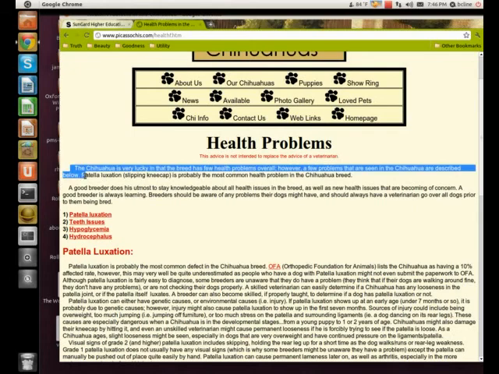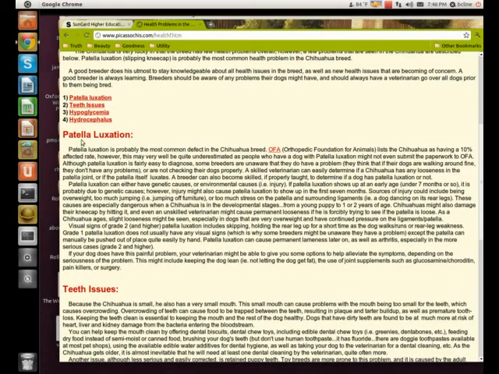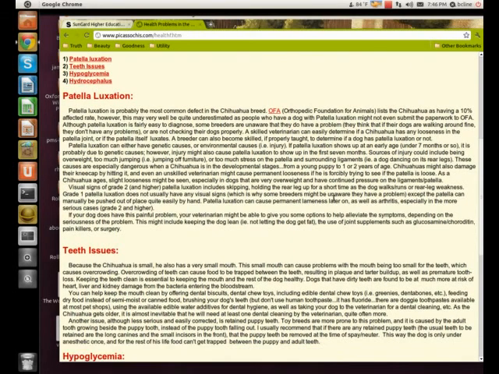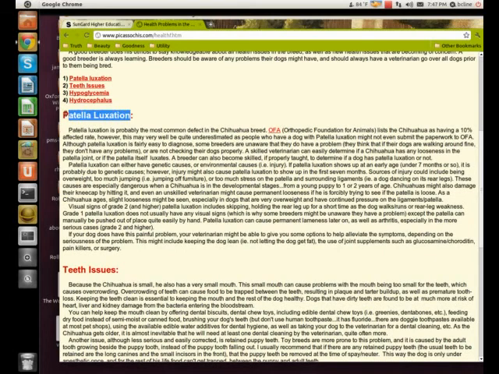Okay, this is good to know. Chihuahua is a very lucky breed in that it has few health problems overall. Few problems that are seen in the Chihuahua are below. Patella luxation is probably the most common health problem. Well, I am going to find out more about that. Patella luxation is probably the most common defect. 10% of the dogs are affected. That seems to be genetic, or it could be environmental. We don't really know. Visual signs are a high kneecap. The dog has problems. Well, this is kind of interesting. Actually, maybe we should find out more about that.